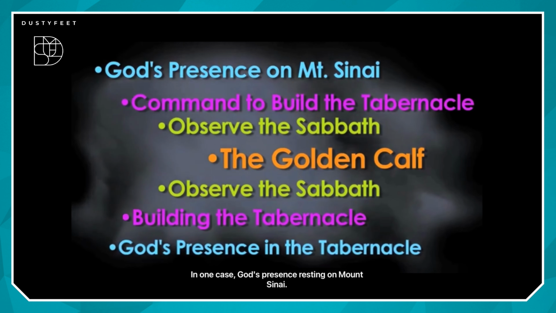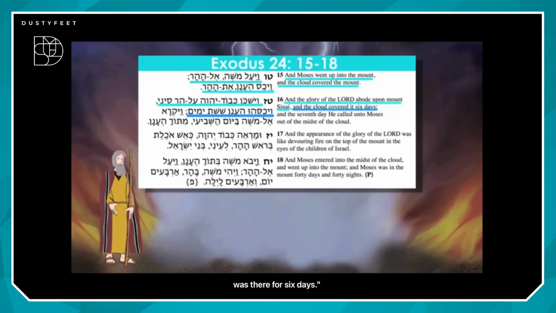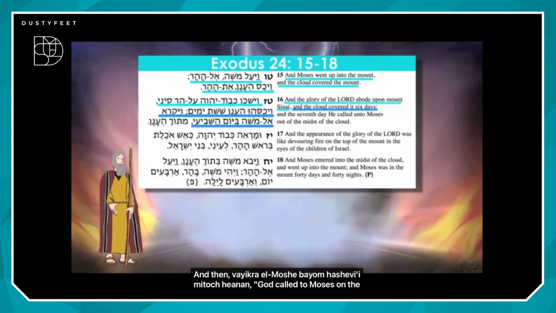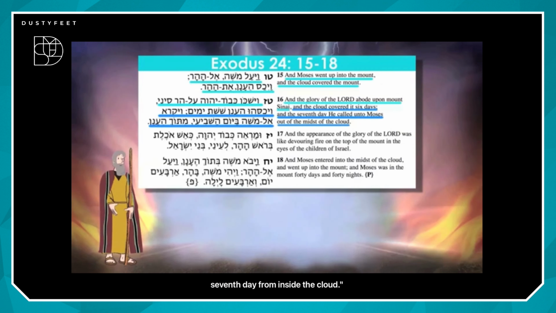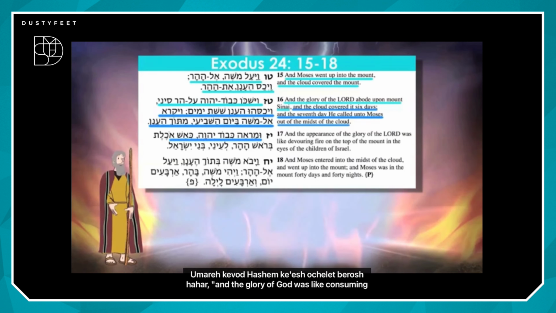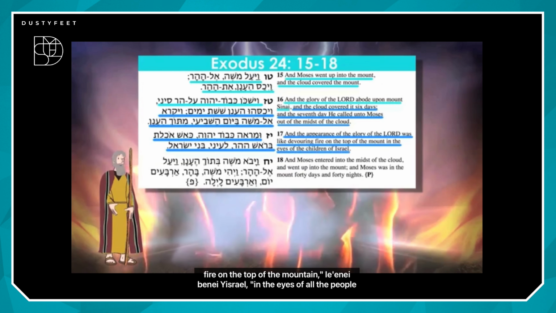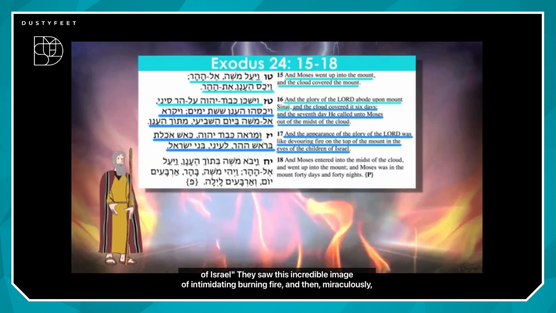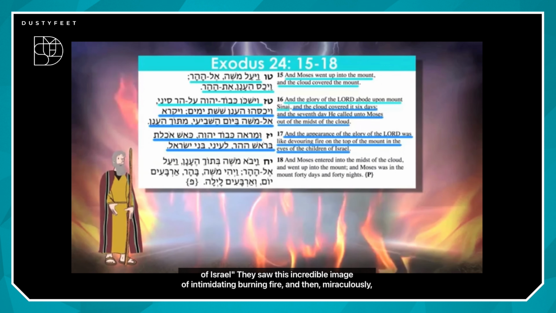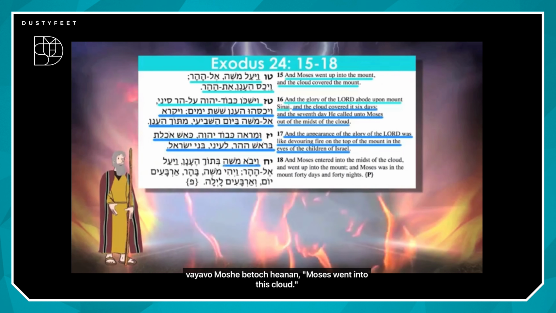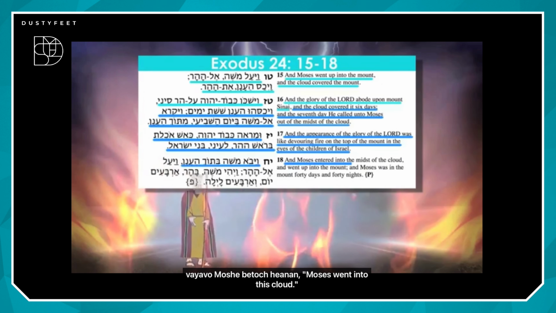There's this cloud on top of Mount Sinai. Vayichaseu anan sheshet yamim, and the cloud was there for 6 days. And then Vayikra el Moshe bayom hashvi'i mitoch he'anan. God called to Moshe on the 7th day from inside the cloud. Umar'eh kvod Hashem ka'esh ochelet b'rosh hahar. And the glory of God was like consuming fire on the top of the mountain. Le'enei b'nei Israel, in the eyes of all the people of Israel. They saw this incredible image of intimidating, burning fire. And then, miraculously, Vayavo Moshe b'toch he'anan. Moses went into this cloud.